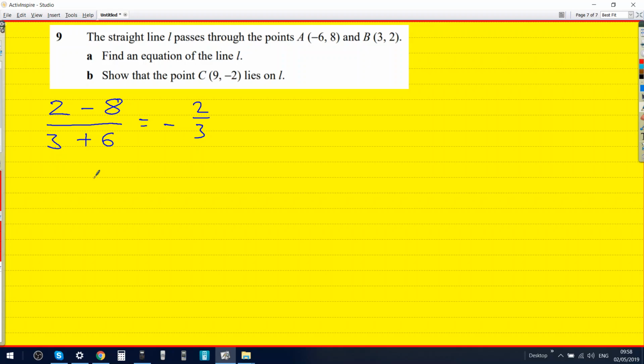And then use the y minus y1 equals m x minus something. So y minus 2 equals minus 2/3 x minus 3. Well done. And they didn't say they wanted it in any form, so that's now an equation of the line, so that's fine. And then how do you do part B?